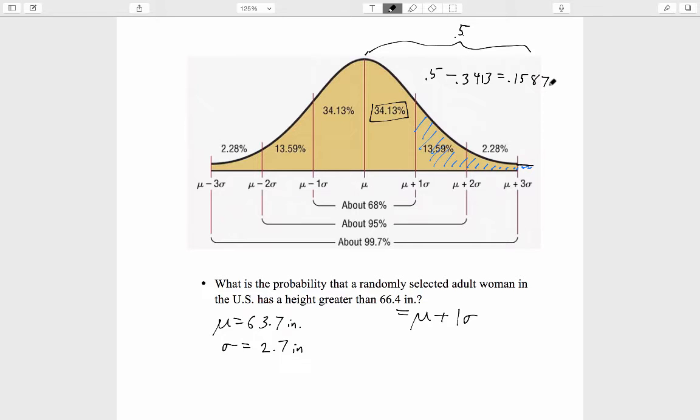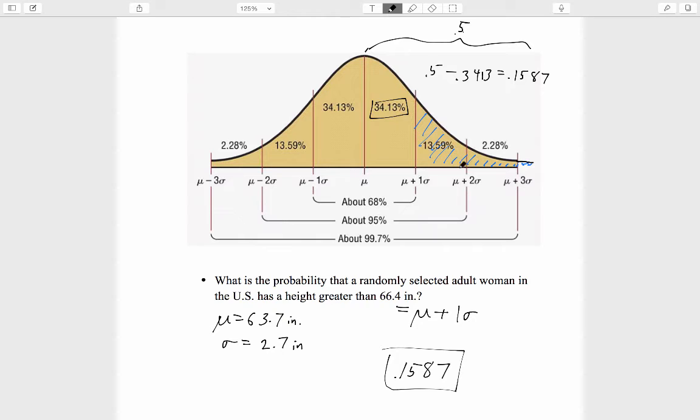If this entire region to the right of mu has probability 0.5, and this chunk of it that we're not counting, that's not shaded in blue, accounts for 0.3413, then whatever is left out of 0.5, namely 0.1587, must be counting up the probability of everything shaded in blue here, which is exactly our event of having a height greater than 66.4 inches, greater than 1 standard deviation above the mean. So the probability here equals 0.1587.